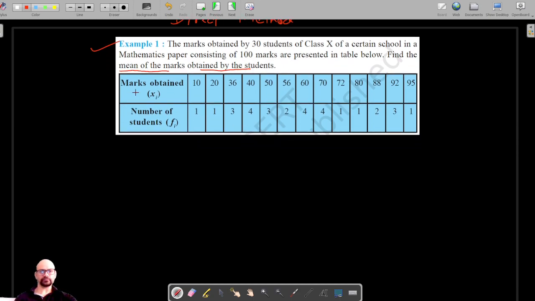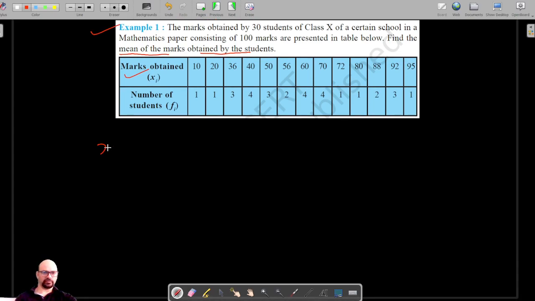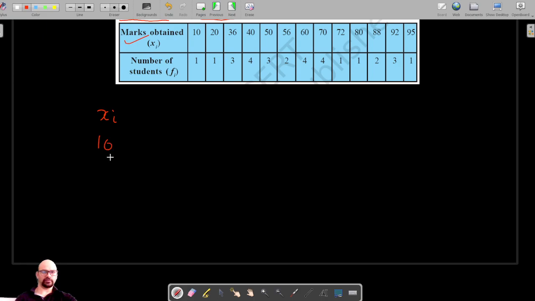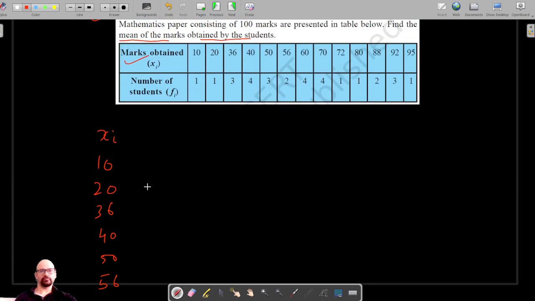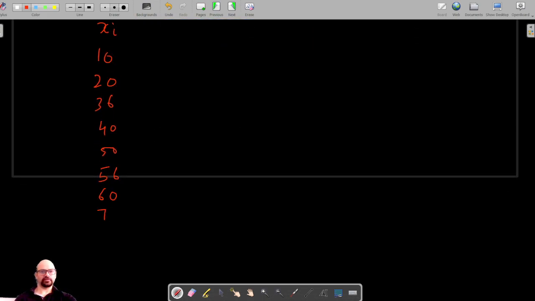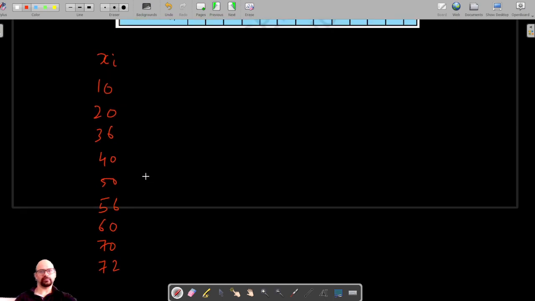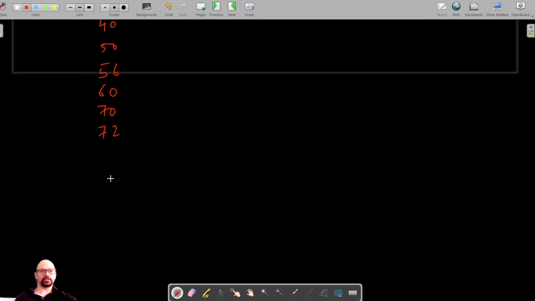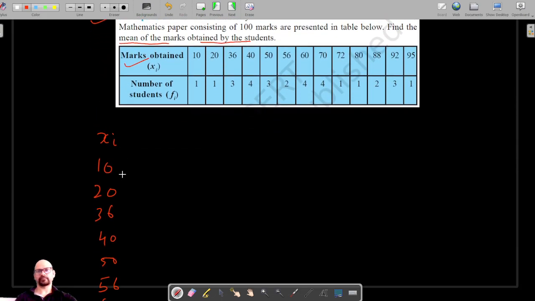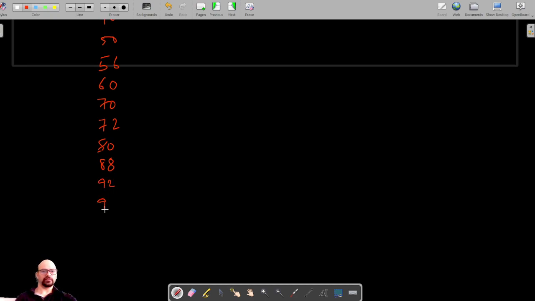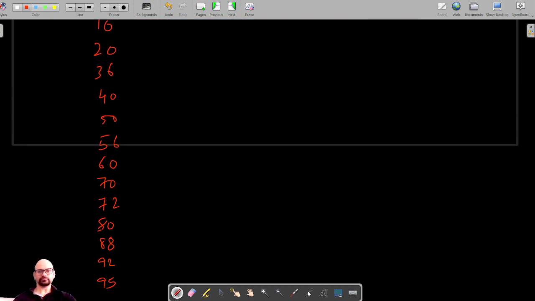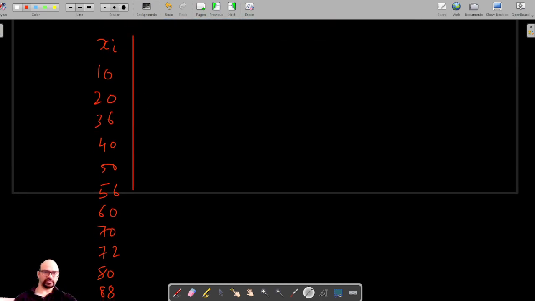In this case, the marks obtained, that is the observations, are already given. So the marks obtained, xi, are 10, 20, 36, 40, 50, 56, 60, 70, 72, 80, 88, 92, and 95. So these are our observations.